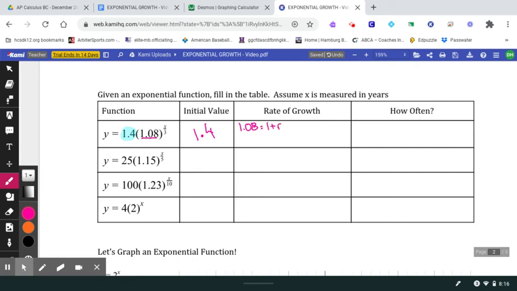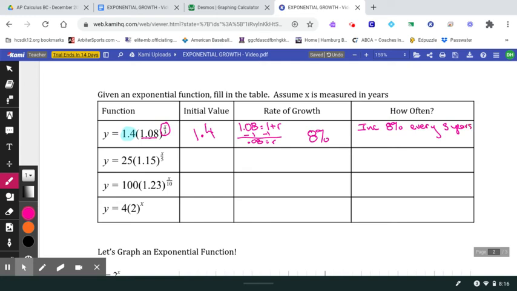Now, a lot of these, you can just go ahead and do them in your head. If you feel comfortable doing these in your head, go for it. Subtract the 1, you're going to get 0.08 equals r. In other words, we're increasing at a rate of 8%. Now, how frequently are you increasing at a rate of 8%, each year, each month? How often? How frequently? Here's where that exponent comes into play. See how it's x divided by 3? So it's going to be every 3 years. We're increasing at a rate of 8% every 3 years.